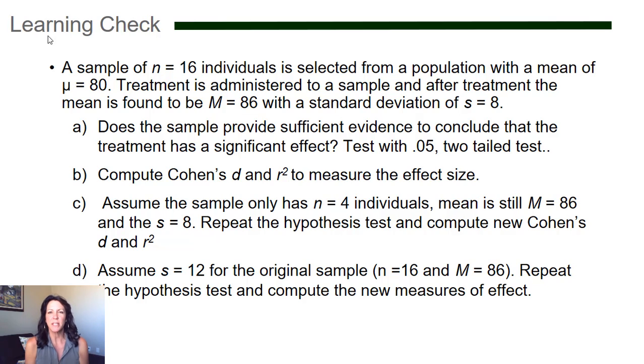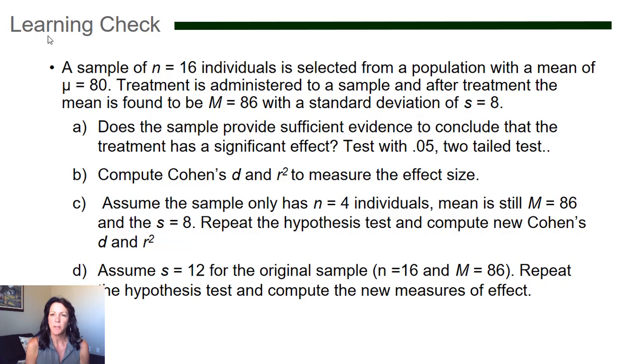We have a sample of 16 individuals that are selected from a population with a mean of 80. Treatment is administered to the sample, and after treatment, the mean is found to be 86. So it's higher, but we don't know if it's statistically significant. We do know also that there's a standard deviation of 8.